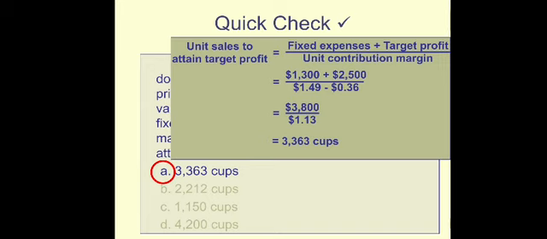So if the number is 3,363 cups per month, the company can set a target for daily sales: how many hundred cups of coffee have to be sold every day. And then at the end of the month, the company can achieve the target profit.